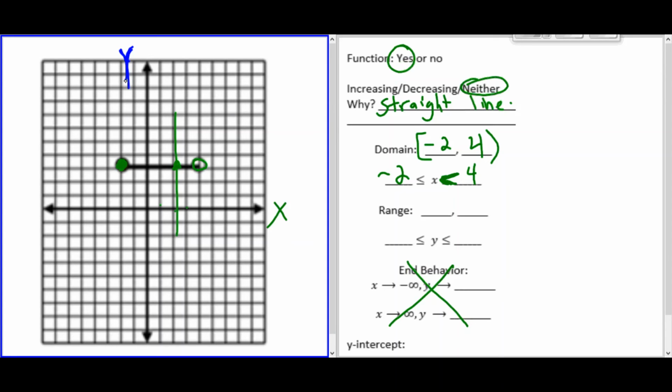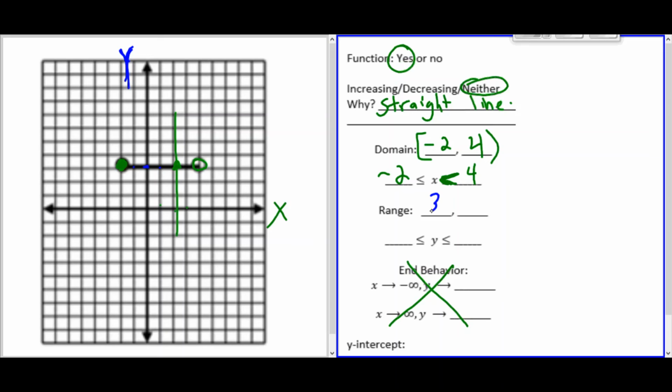The range, remember the range is the y-axis. So that's how far down and how far up. Well, notice my only y value is right here. It's at 3. So for the range, my y value is always 3. So I'm just going to write [3, 3]. And you would use brackets for this one. And the reason being is that 3 is your only y value. So if you want to write it as an inequality, y is bigger than or equal to 3, and y is less than or equal to 3. So you'd write it like that.